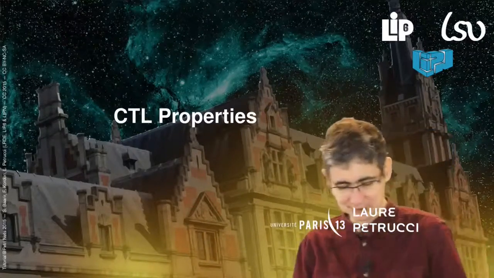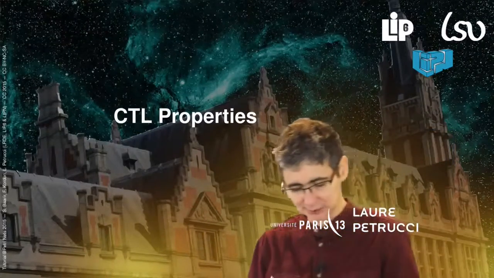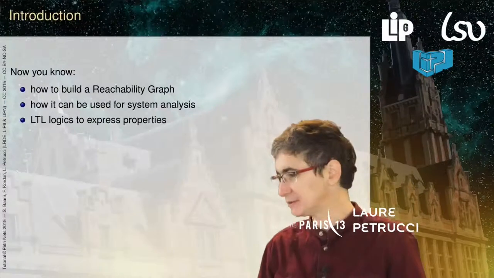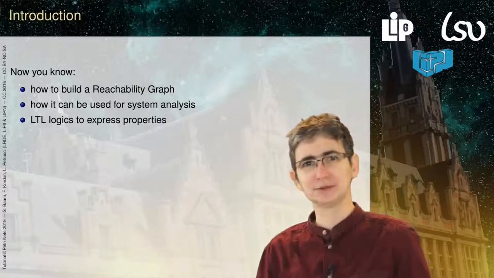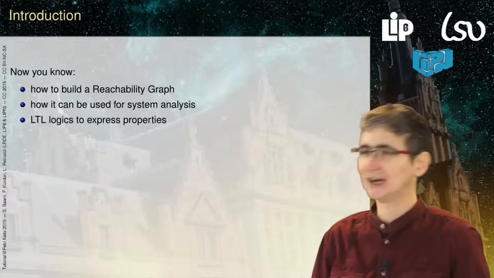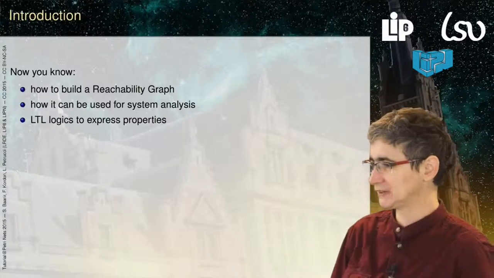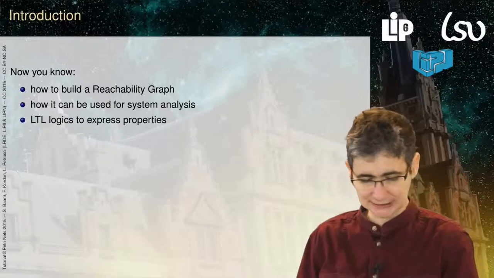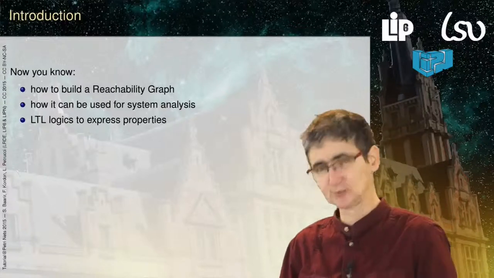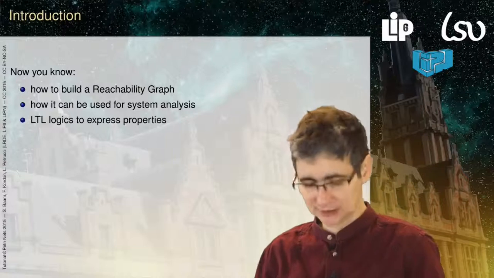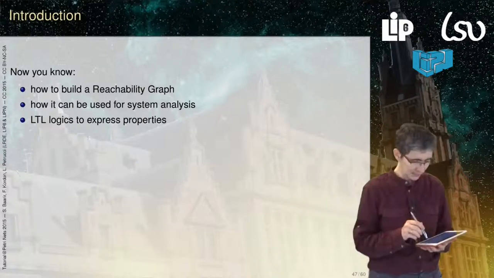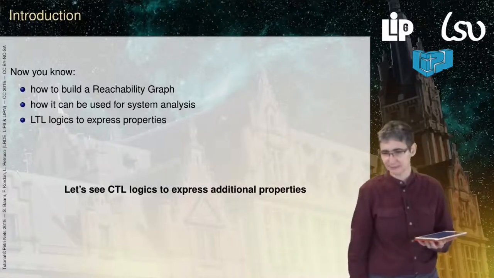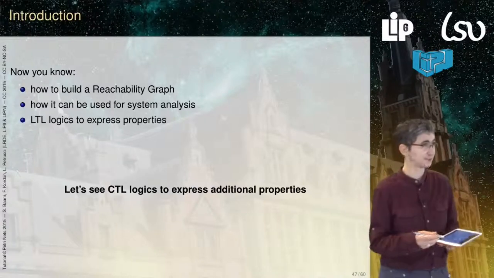In this sequence we'll see about CTL properties. Up to now, you have seen how to build a reachability graph and how it can be used for system analysis. You've seen how to express properties in LTL logic, so looking at paths, linear time. And now we'll see CTL logic to express additional properties.